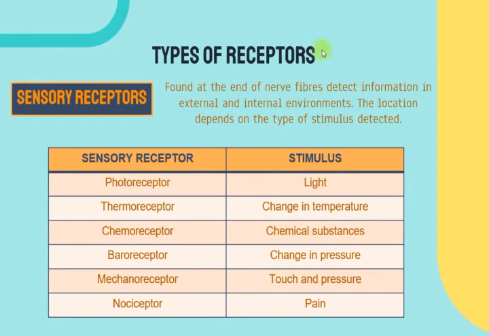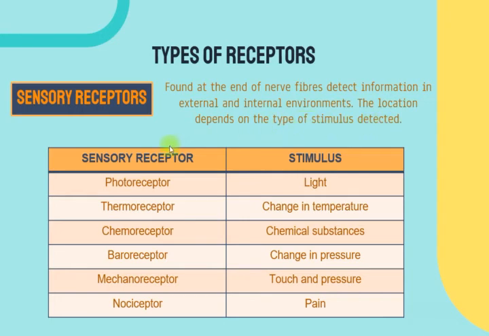Now let's take a look at the types of receptors. What are receptors? Receptors refer to the cells that detect the stimulus, or we call them sensory receptors. Why sensory receptors? Because these receptors are located on the sensory organs. Sensory receptors found at the end of nerve fibers detect information or changes in external and internal environments. The location depends on the type of stimulus detected.